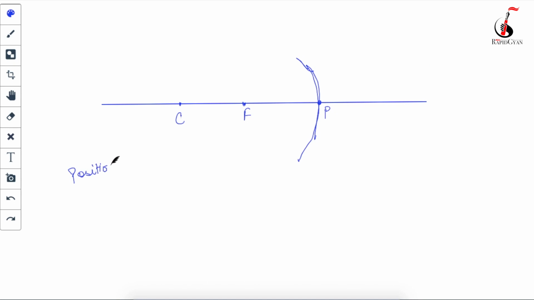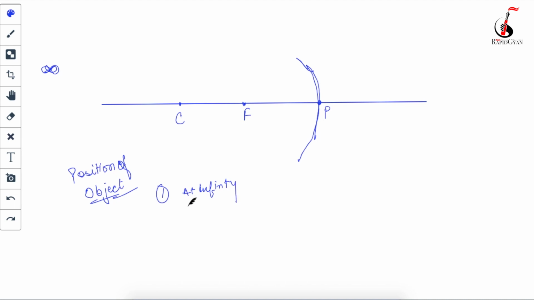So what will be the possible position of the object? Always remember one thing: you are going to position the object on the left hand side of the mirror. The one possible position is when the object is very far from the mirror. It means it's somewhere at infinity. So the first position will be when your object is at infinity.